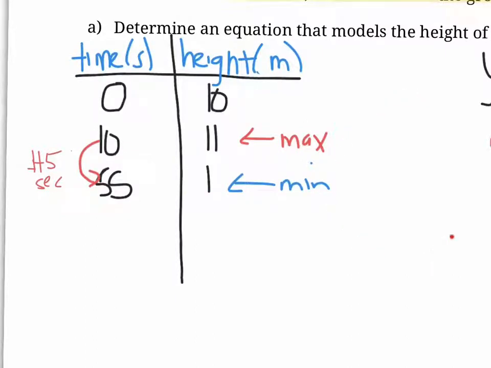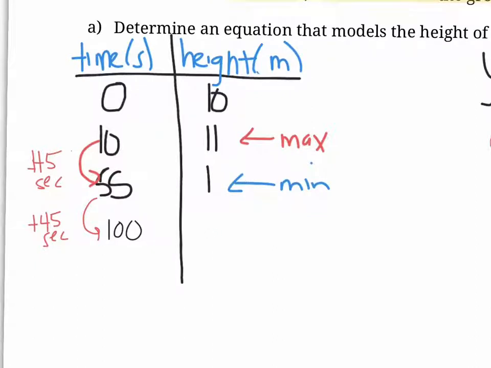How long is it going to take him to come back up to the max? It's going to be another 45 seconds. So we're going to put plus 45 seconds. And so what second mark are we going to be at now? We're going to be at 100 seconds. 55 plus 45 is 100.